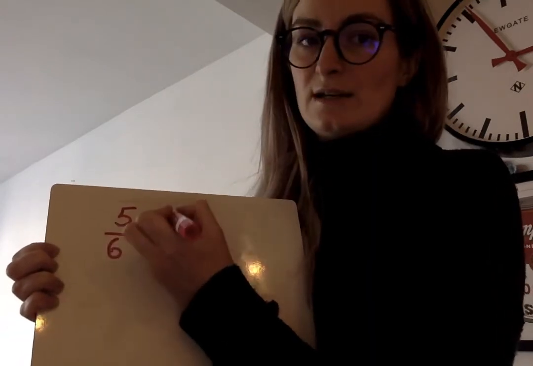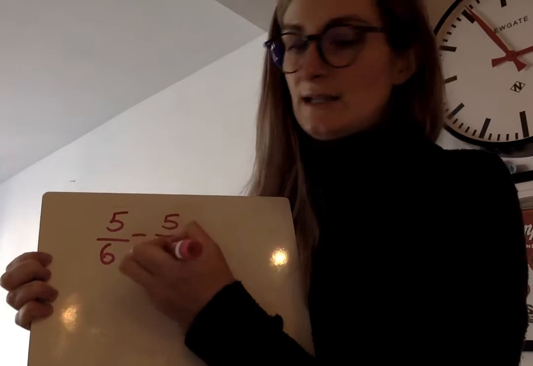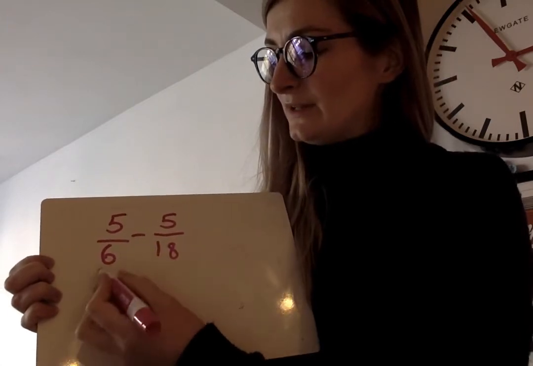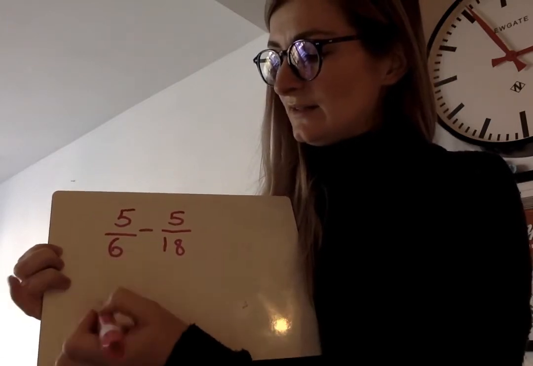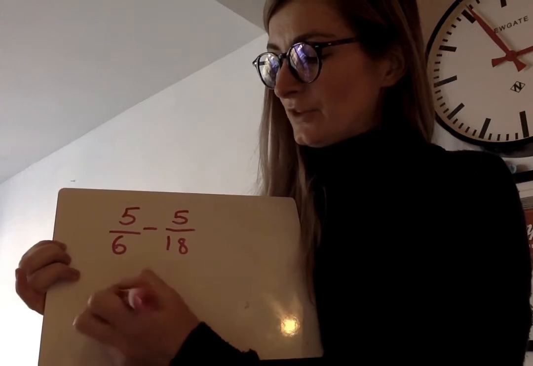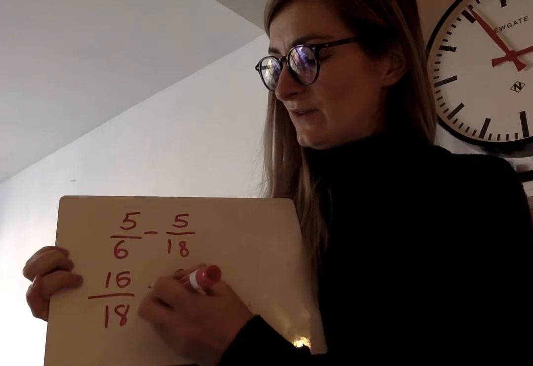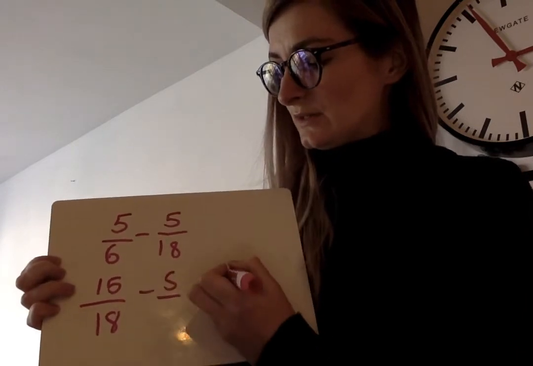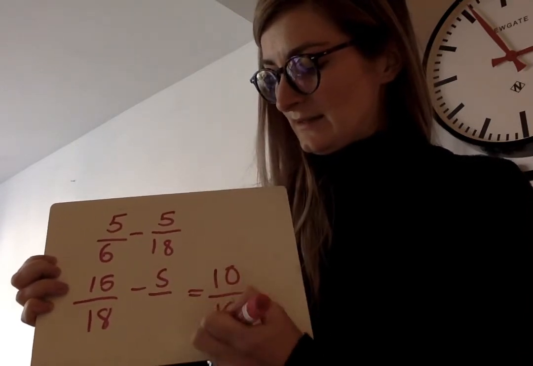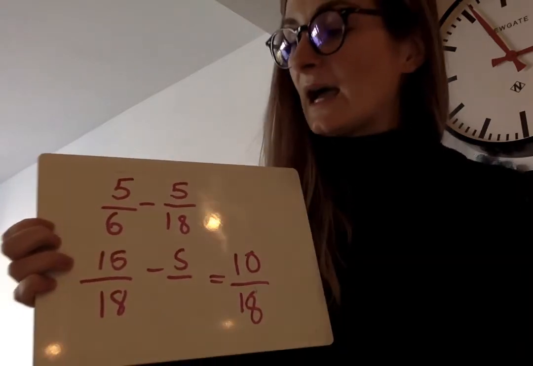5/6 subtract 5/18. You need to find the lowest common denominator. I'm going to go for 18ths. 6 into 18 is 3 times, so 5 times 3 is 15. 15 take away 5 equals 10/18. Can you simplify that? Yes, you can.